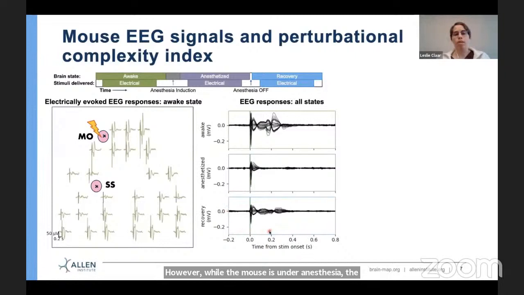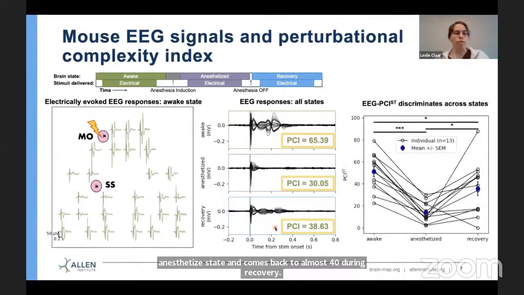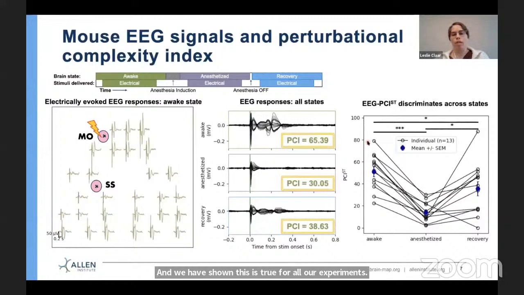Now, if we use perturbational complexity to quantify the responses shown here, you see we start out with a high complexity of 65. It drops to 30 in the anesthetized state and comes back to almost 40 during recovery. And we have shown this is true for all our experiments. Our findings match what has been shown in humans, that the complexity is high in conscious states and low in unconscious states.